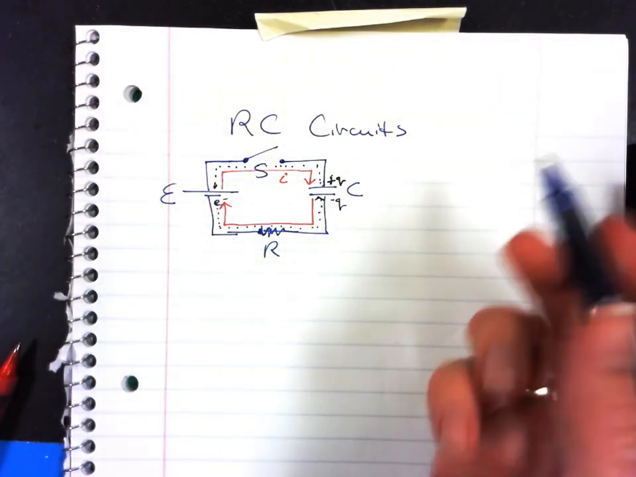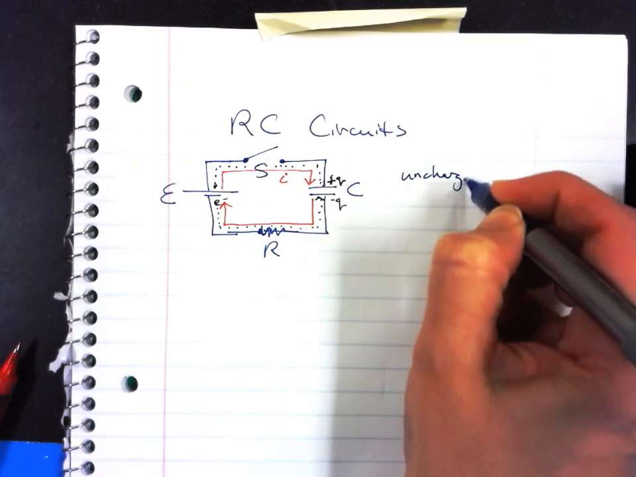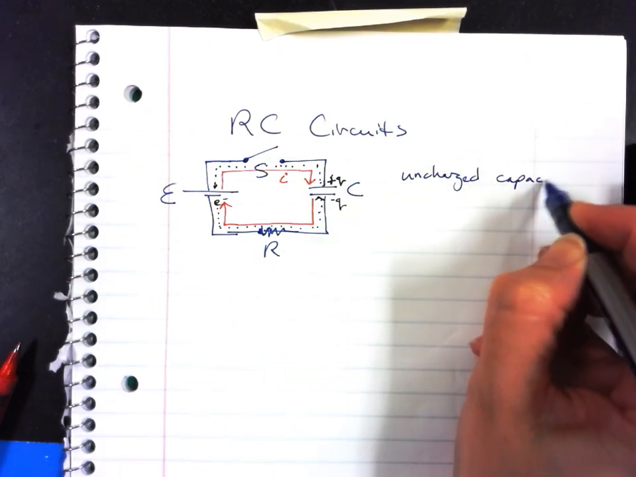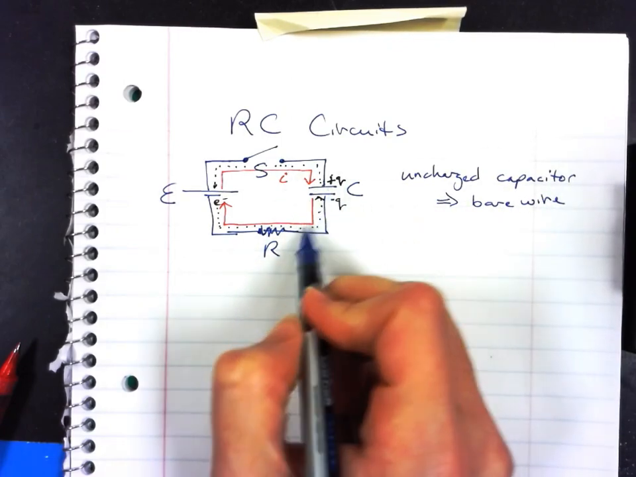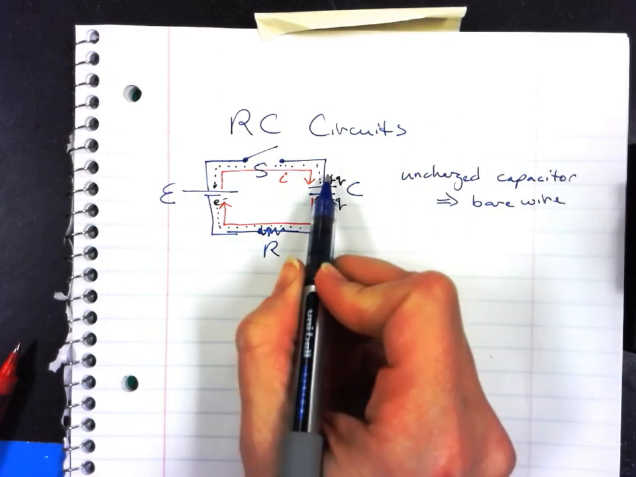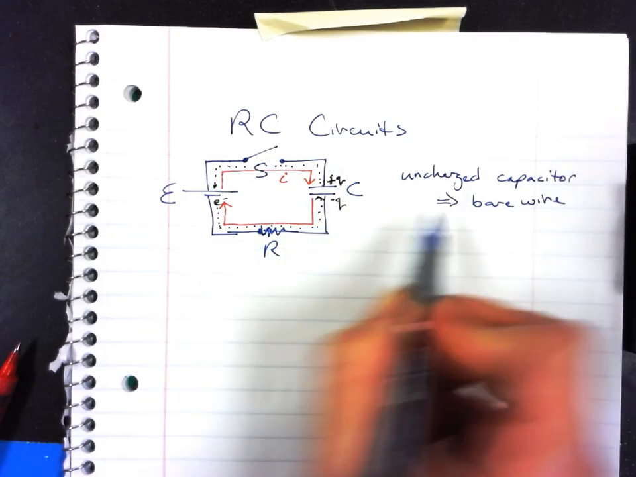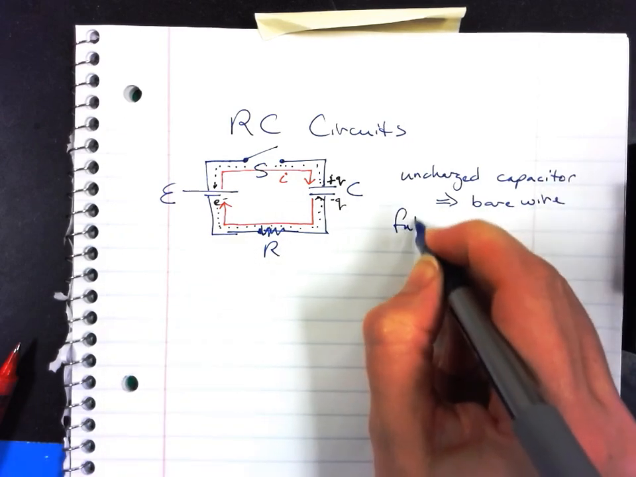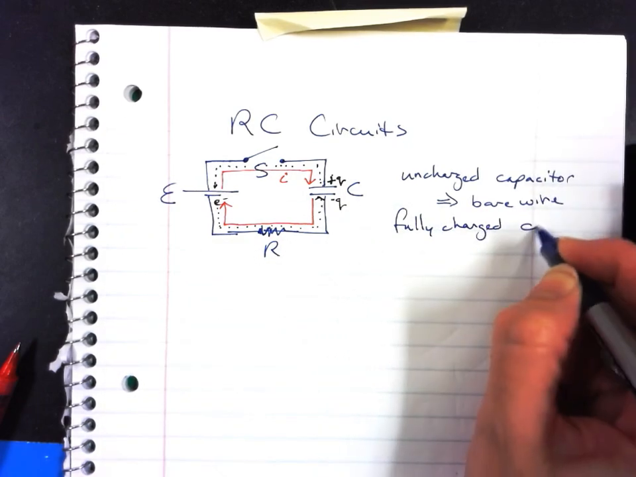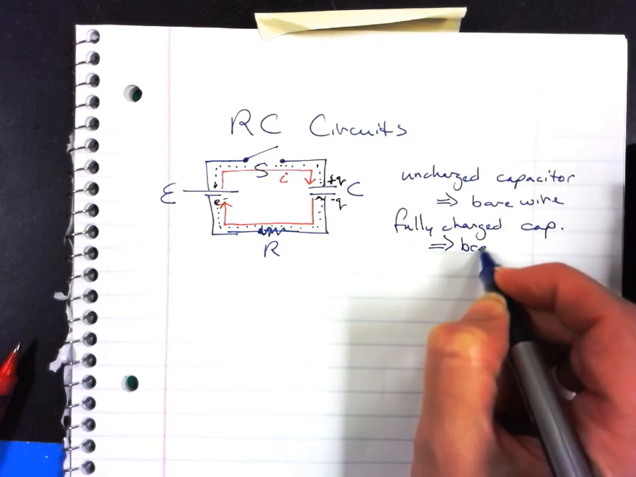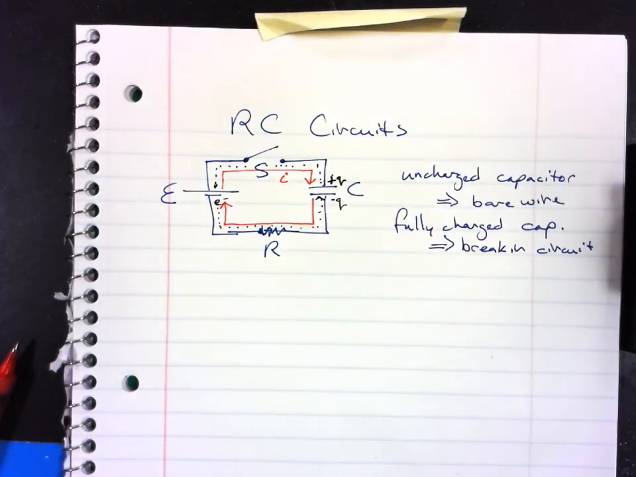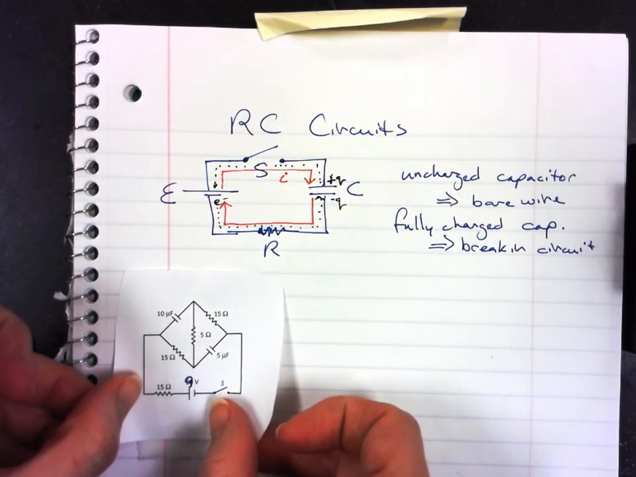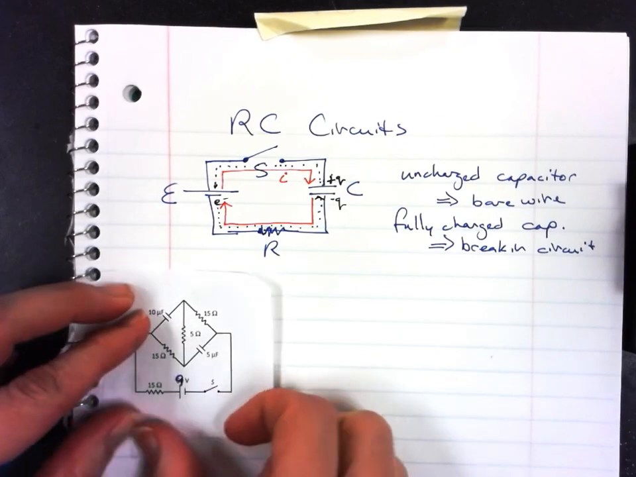So for the endpoints, an uncharged capacitor in a circuit acts like it is a bare wire. It looks like current flows across it. Current doesn't flow across it. It's a buildup of charge repelling other charge. But it acts like, at the very beginning, a bare wire. A fully charged capacitor acts like a break in the circuit. And to illustrate this, I have a really fun circuit that I want to analyze.